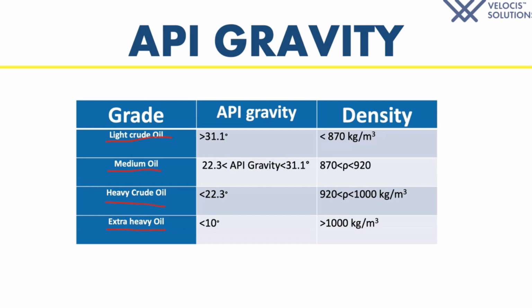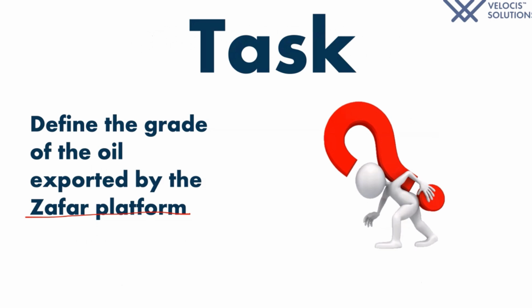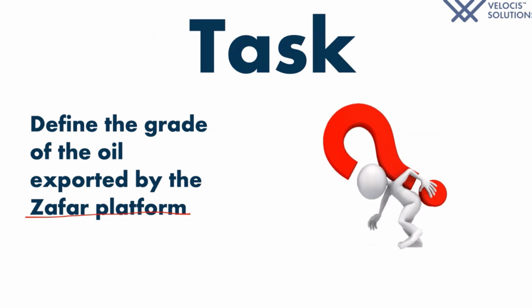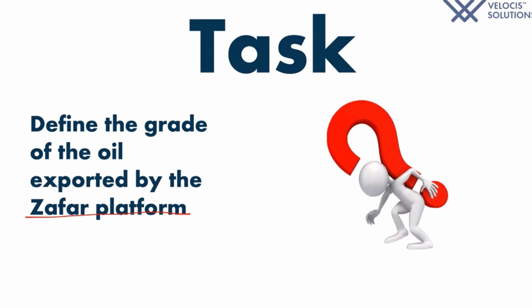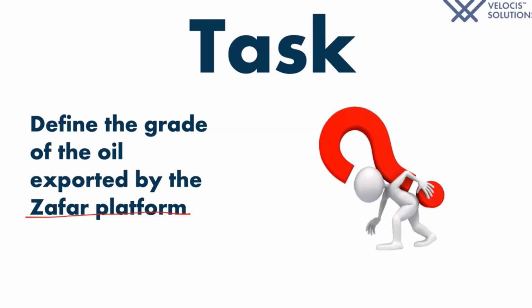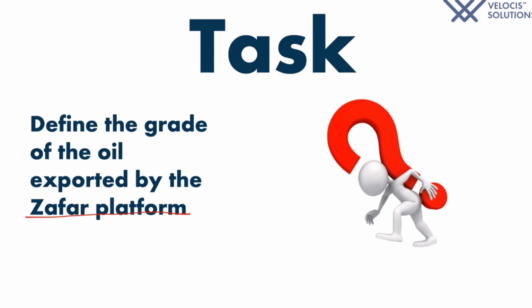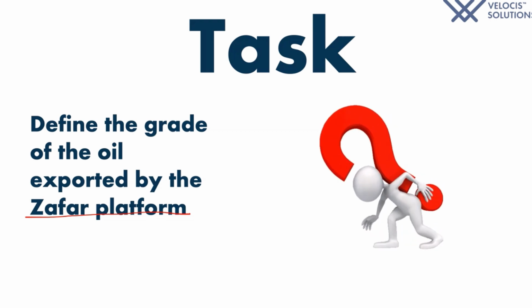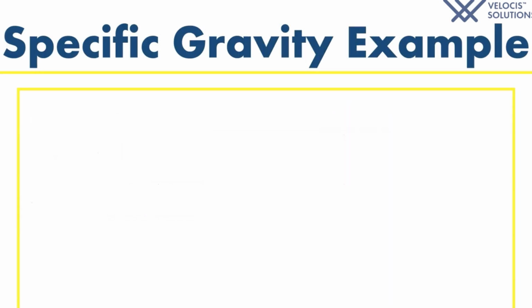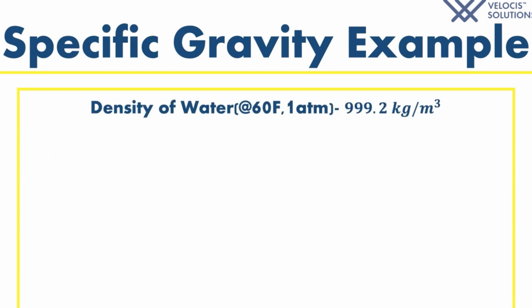Well, I hope that the topic is clear, and I think we can start solving the task. The task is very simple. You are just asked to define the grade of the oil exported by Zafar platform. Let's start. Initially, we have the density of the water at 60 Fahrenheit and 1 atmosphere, and the density of the oil at the same conditions. Both of them are already provided.